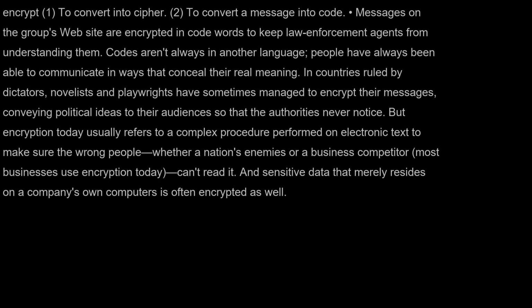But encryption today usually refers to a complex procedure performed on electronic text to make sure the wrong people, whether a nation's enemies or a business competitor, can't read it. Most businesses use encryption today. And sensitive data that merely resides on a company's own computers is often encrypted as well.